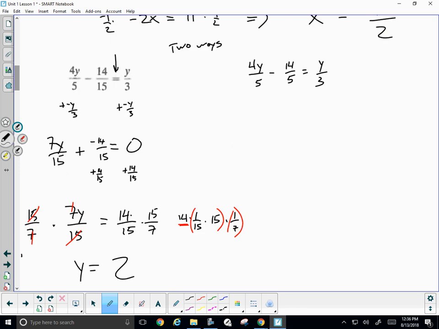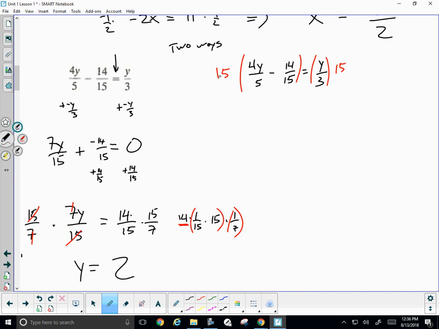Okay? What's another way to do it? I actually can decide to simplify so that I don't have fractions off the bat. Now, let's see. 5 and 3 are all factors of 15. If I decide to just multiply both sides of this equation by 15, watch what happens.